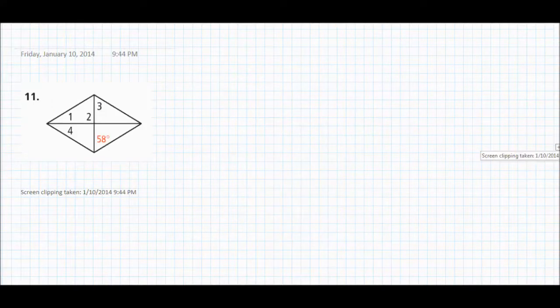Number 11. We have one angle of 58 degrees. We know right now this is a rhombus. So we know the diagonals create right angles.